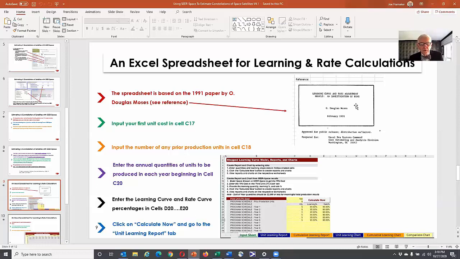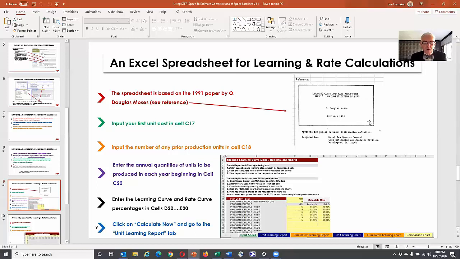The next thing is enter the annual quantities of units to be produced in each year, and that begins in cell C20. And notice here I've assumed 5 units per year over a period of 6 years. That's just a random assumption, for a total of 30 units. And so I've entered those in the spreadsheet as you see there.